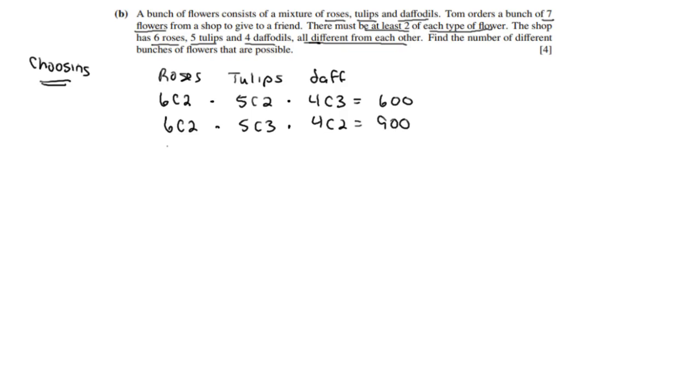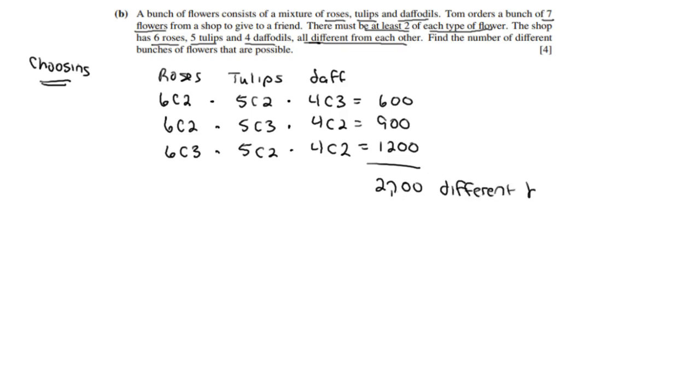But that, again, is not the only way I could do it. I could take 3 roses and only 2 tulips and only 2 daffodils. And then when I get that, I got 1,200. Now, this is all the ways. I've just got to add them up, and it gives me a total of 2,700 different ways or bunches of flowers.